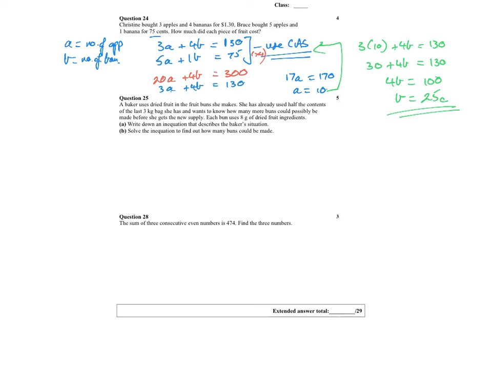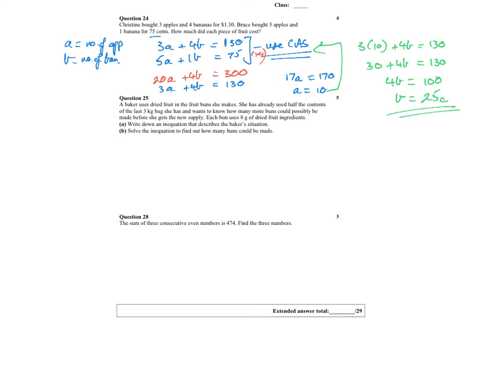Last one, although I doubt something like this would be on there. A baker's using dried fruit to make buns. She's already used half the contents of the last 3 kilo bag she has and wants to know how many more buns could possibly be made before she gets a new supply. Each bun uses 8 grams of dried fruit ingredients.